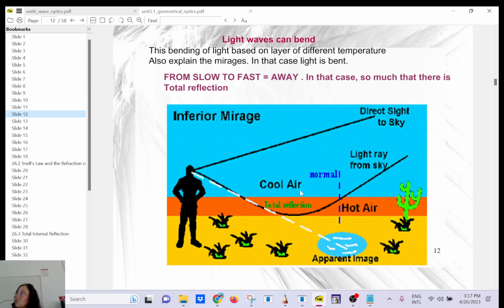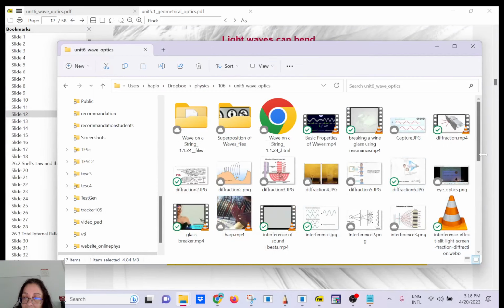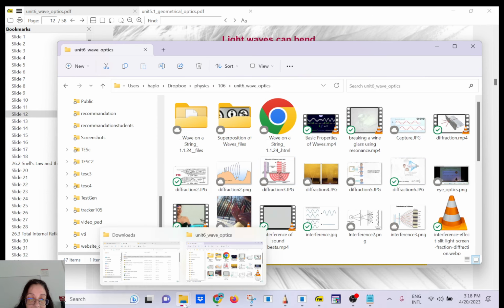That's why the star seems to twinkle. That's because the atmosphere comes in layers, right? And the layers move relative to each other. That's what makes a star twinkle. I don't know if I have a video about the twinkling of stars, but it's super cool.